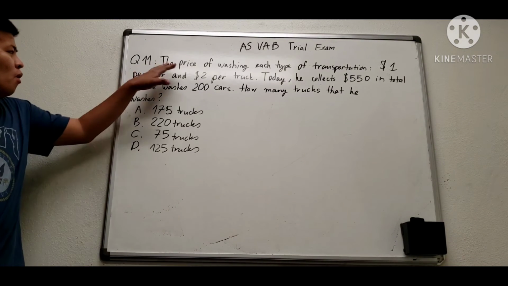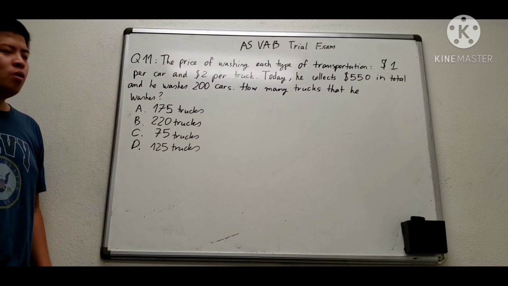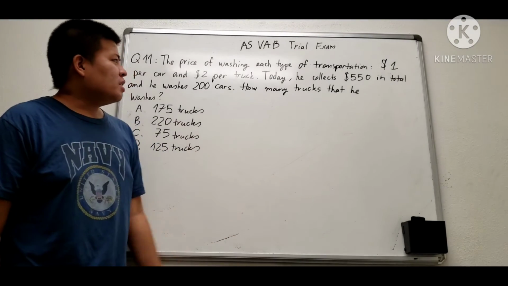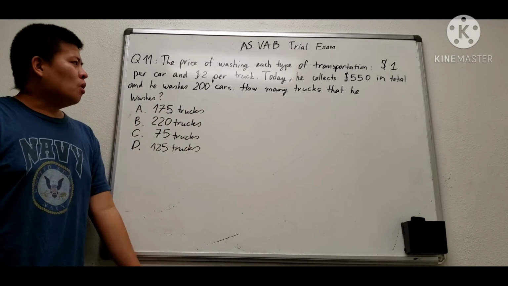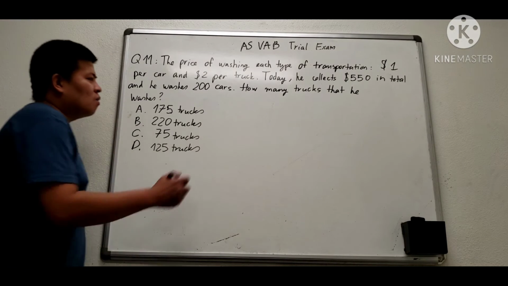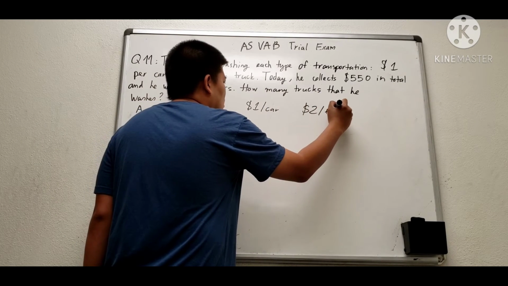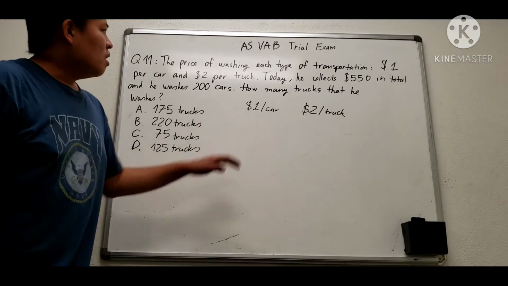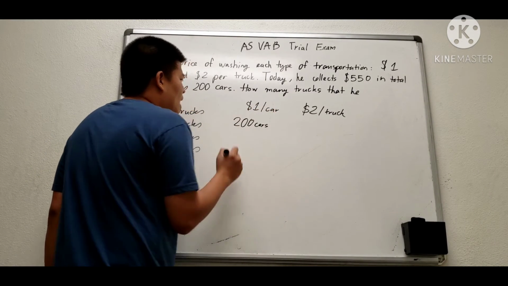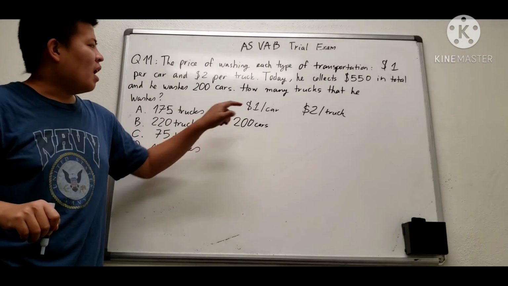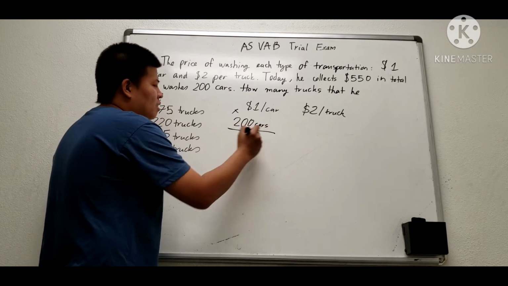Question 11. The price of washing each type of transportation is $1 per car and $2 per truck. Today he collects $550 in total, and he washed 200 cars. How many trucks does he wash? So we know that it is $1 for a car and $2 for a truck. He washed 200 cars here. Now, if we know 200 cars, we can find how many dollars he collects from the cars. So 1 multiplied by 200 is 200.